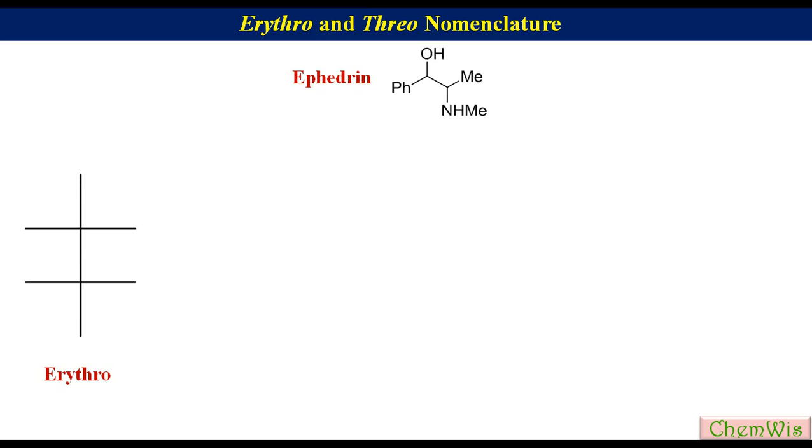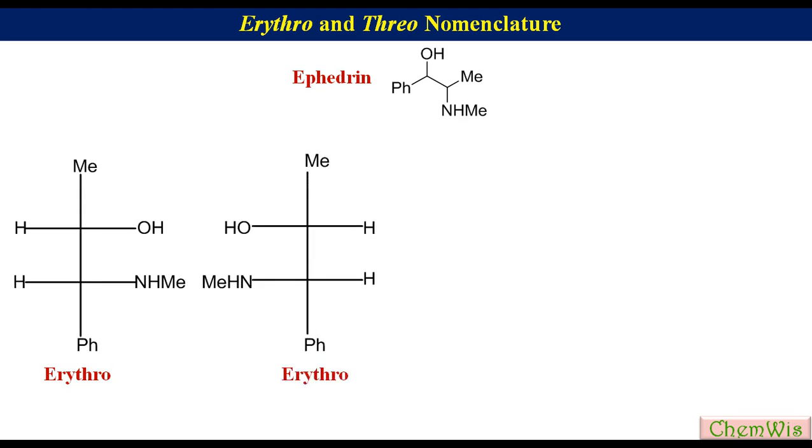Let's take the example of ephedrine. For drawing an erythro diastereomer, draw a skeleton for the Fischer projection and put methyl and phenyl on the vertical lines. Put both the hydrogen atoms on the left and OH and NHMe on the right. The second erythro isomer will be its enantiomer like this.